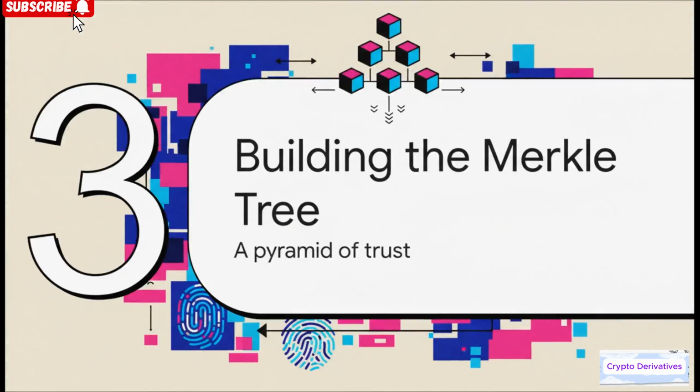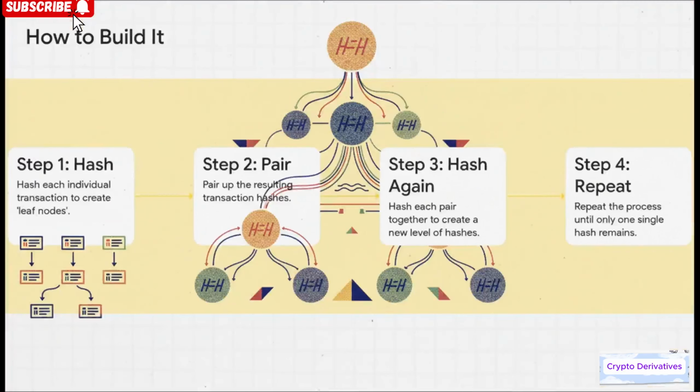Okay, so now we have these incredibly powerful digital fingerprints. How do we use them to summarize an entire block full of thousands of transactions? Well, we organize them into this really clever structure, the Merkle Tree. The process is actually pretty simple when you break it down. First, you take every single transaction in a block and you hash it. These become the leaves at the bottom of our tree. Then you take those hashes in pairs, stick them together, and hash that. You just keep doing that, hashing the pairs, moving up level by level until all the branches come together into one single hash at the very top.